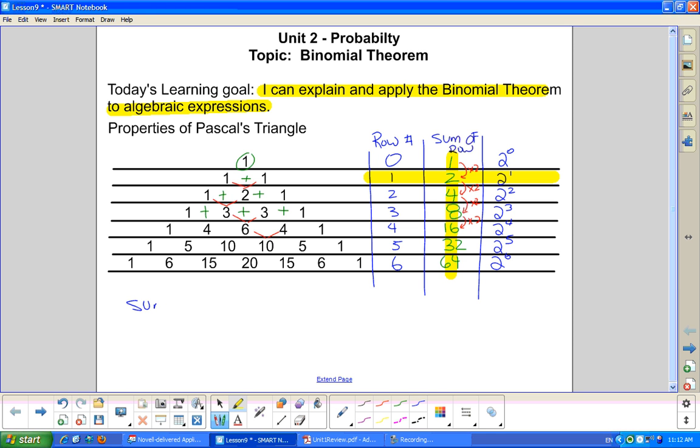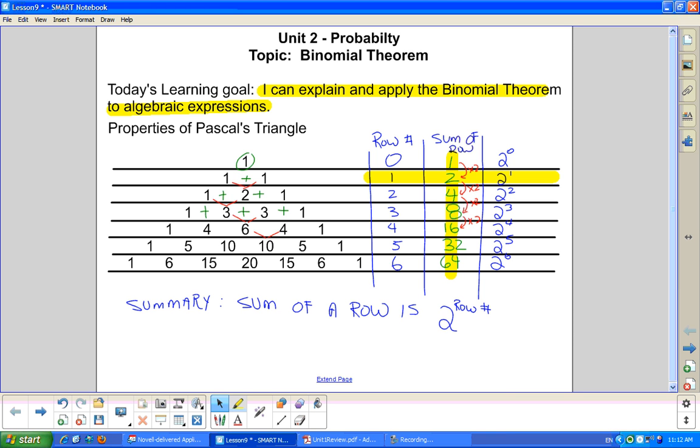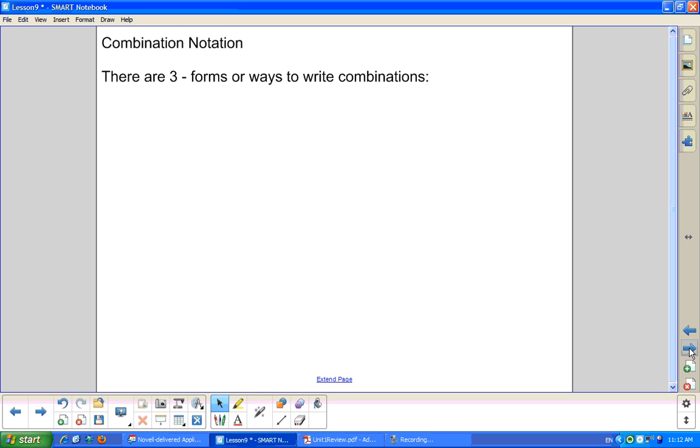So my summary here: the sum of a row is 2, and that exponent comes from the row number. So you can find the sum of the 53rd row in Pascal's triangle, or the 108th, it's just 2 to that row number, and that gives you the sum. Kind of neat, and it's a question that may come up in the homework, so I thought I'd go over that. To the next one, combination notation.